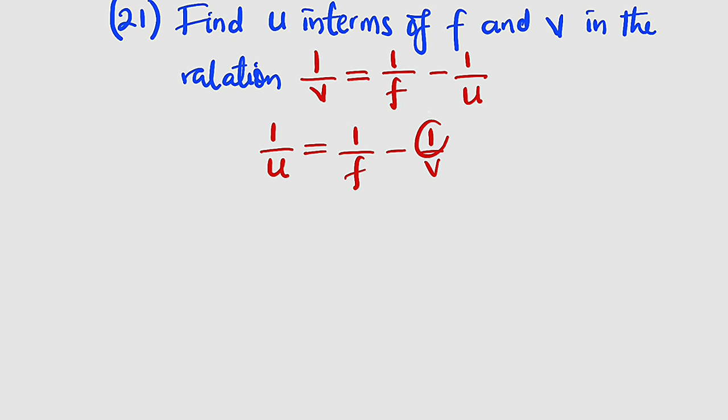We take F, we multiply by 1, that will give us F, minus V multiplied by 1, that is F minus V. F minus V divided by their product, FV. This is the same thing as 1 divided by U, right?